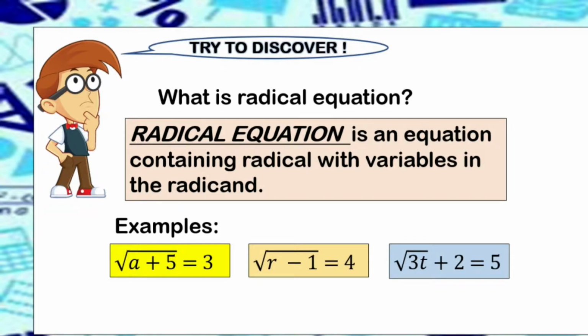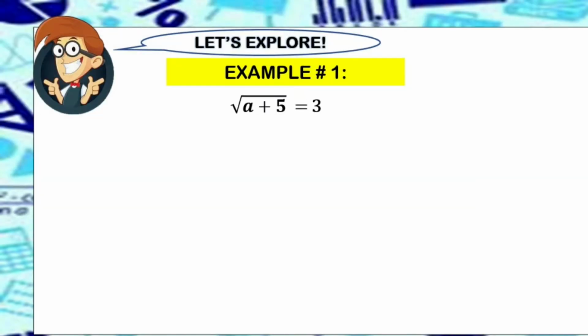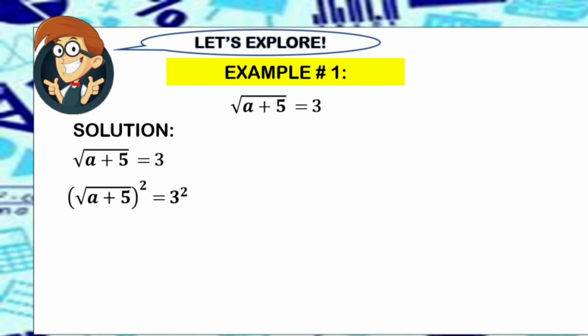How do we solve radical equations? Together, let us learn the steps on solving radical equations. In our first example, we have square root of a plus 5 is equal to 3. To solve the given problem, first, we square both sides of the equation. Thus, we have a plus 5 is equal to 9.